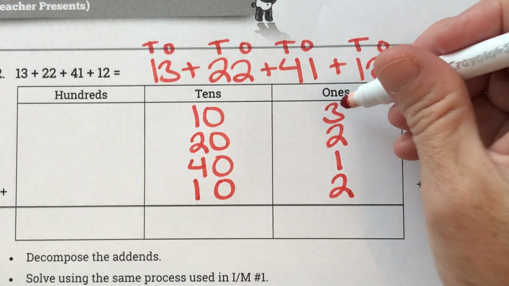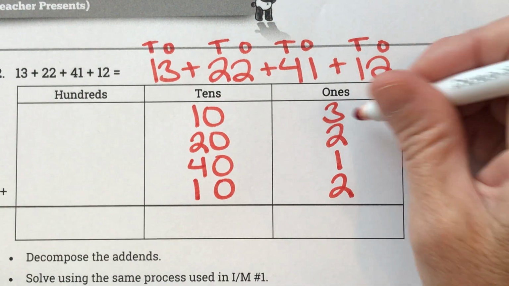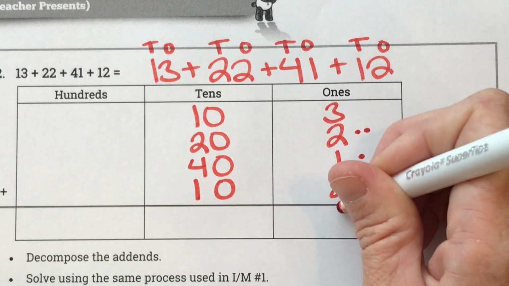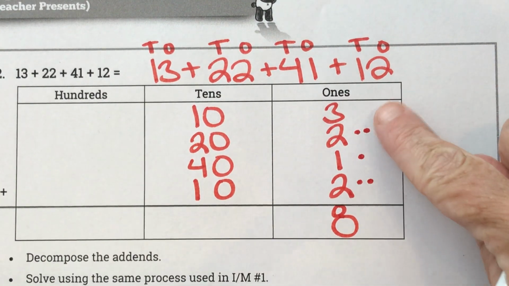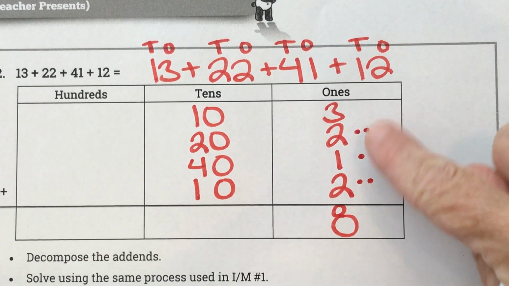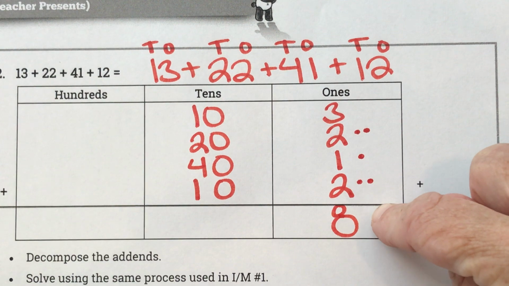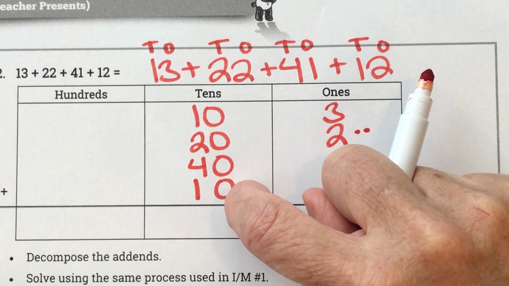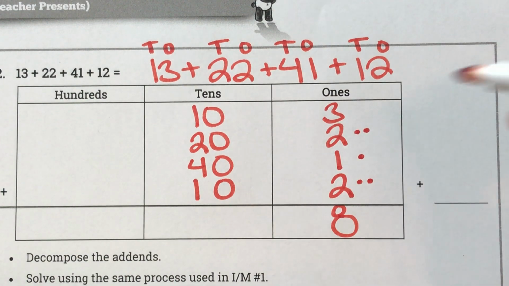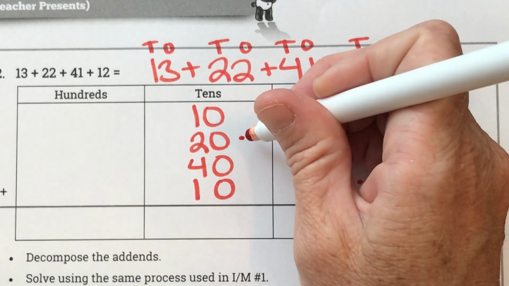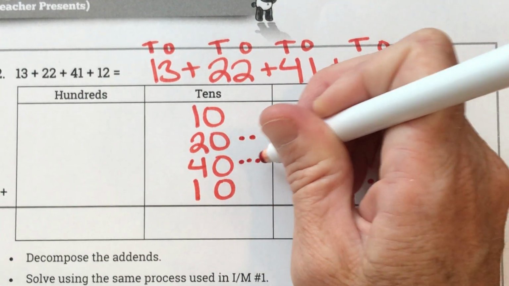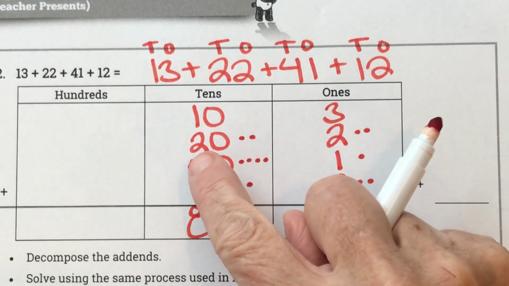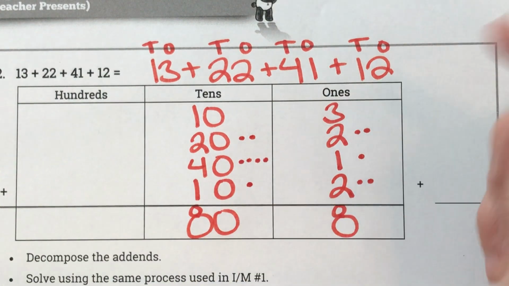Now I'm ready to add the 1s together first. So I have 3, 4, 5, 6, 7, 8. I don't know if that helps you, friends, but that helps me do my counting on. Here I have 10 plus 20 plus 40 plus 10. So I could do the same. I could say 10, 20, 30, 40, 50, 60, 70, 80. So the dots represented how many 10s I had.